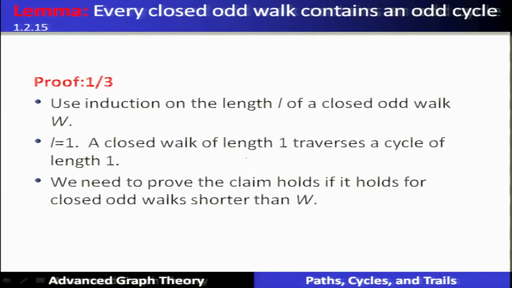Now, we have to see a lemma, which states that every closed odd walk contains an odd cycle. So, let us see the induction on the length L of a closed odd walk W. Now, if length is equal to 1, the closed walk of length 1 traverses a cycle of length 1. So, this length 1 is the base case, and we need to prove that the claim holds if it holds for a closed walk shorter than W.